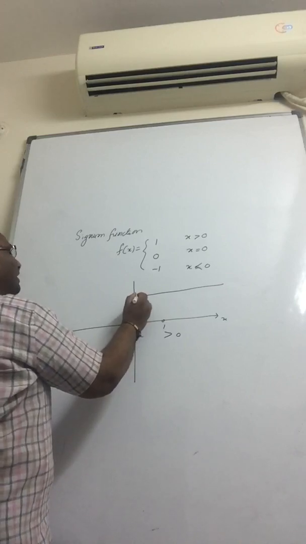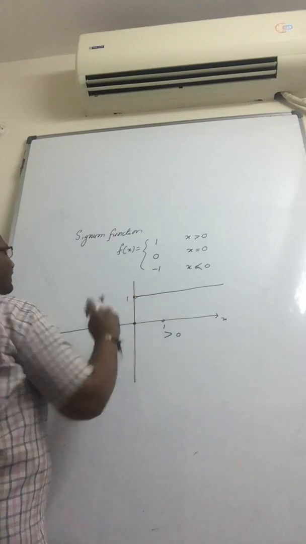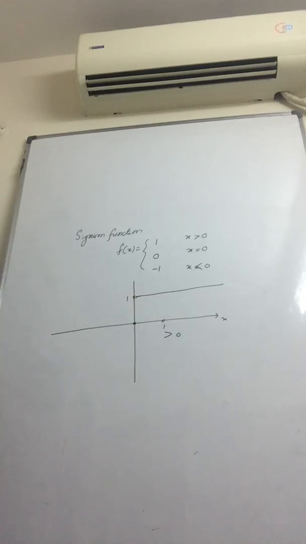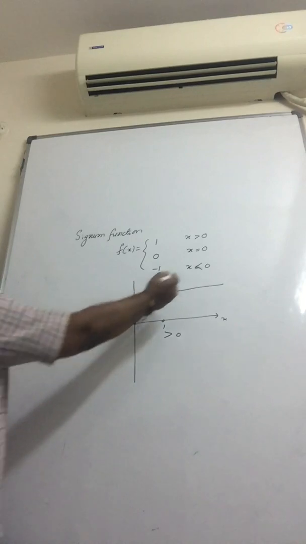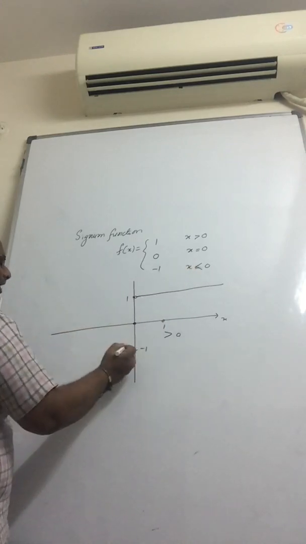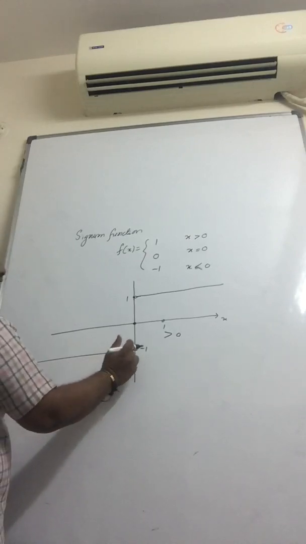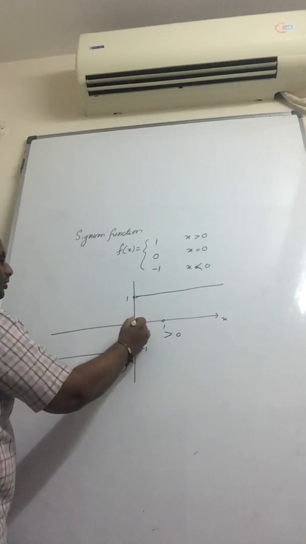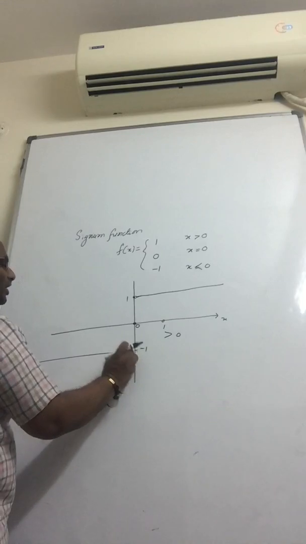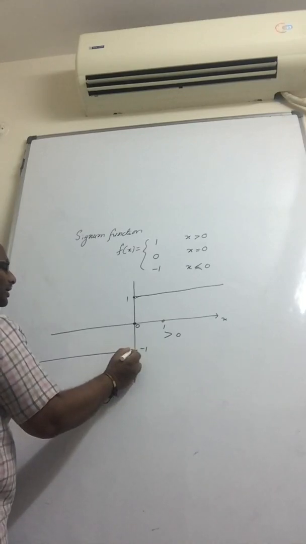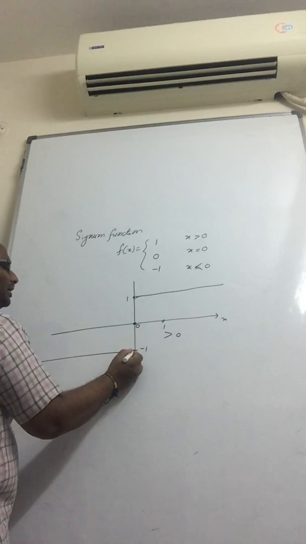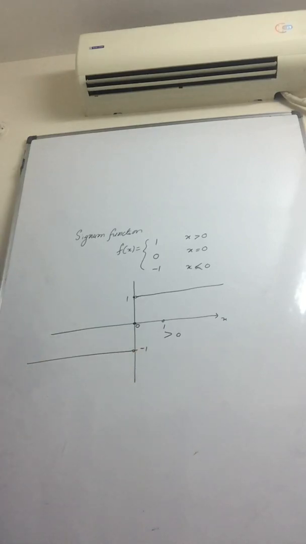To specify the gap, I am putting an open hole here. For less than 0, here it is minus 1. Less than 0, it is minus 1 like this. Here also, if I take it at 0, we will get minus 1, which is not possible. So to show that, here I am putting an open circle. This is how the signum function is defined, and the graph of the signum function.